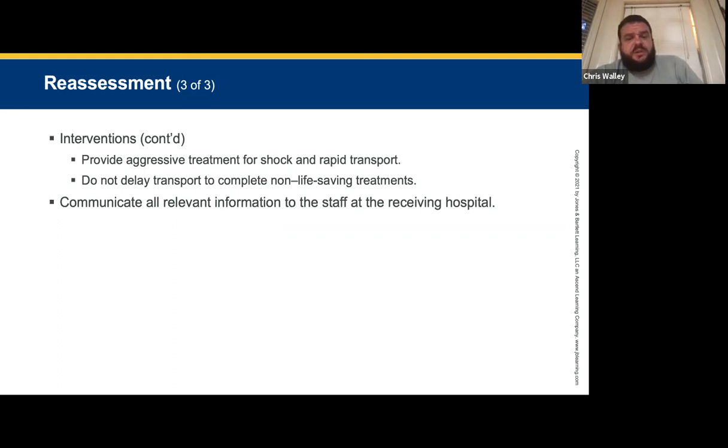Communication and documentation. Communicate all relevant information to the staff at the receiving hospital. Everything you did, you've got to make sure that it's good. You've got to make sure what you did and how you did it is all good to go. So, got to make sure your documentation's good. What you did, you need to transfer over in speech to your hospital.